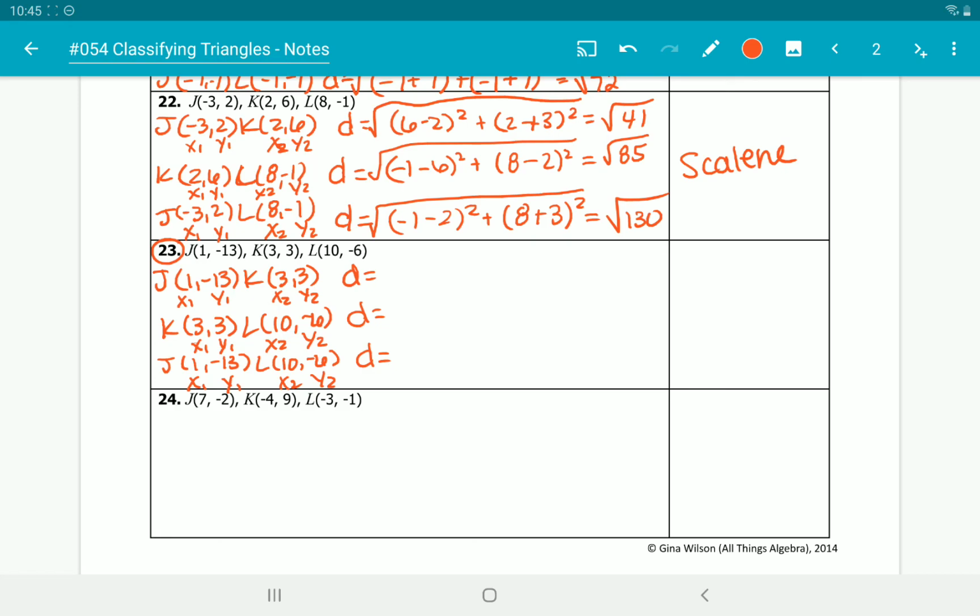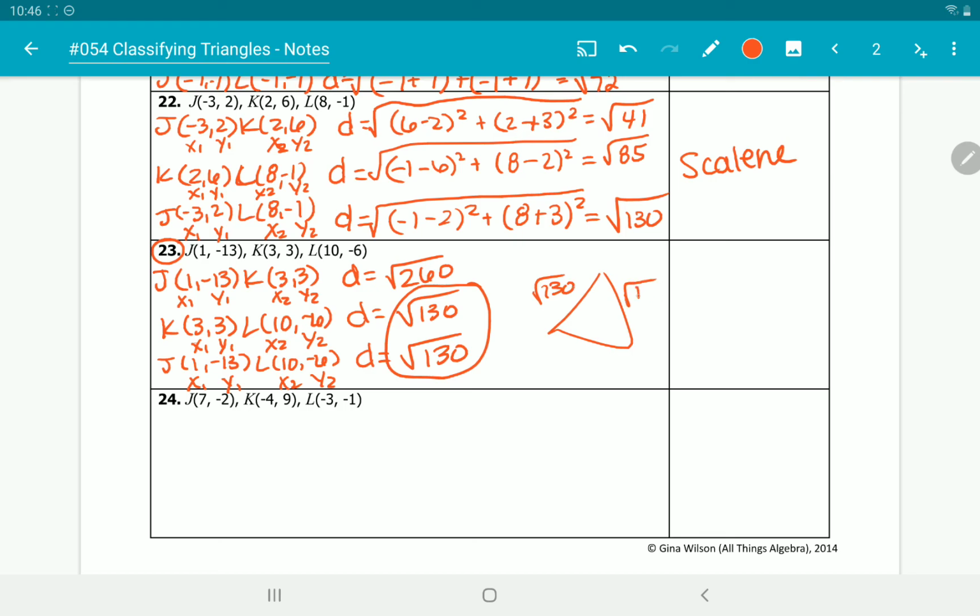Okay, so these are the answers you should have got. You should have got square root of 260, square root of 130, and square root of 130. You can see that these two are the same, since it looks like this, probably something like this, maybe twisted around a little bit. These are the lengths. You see that two of them are the same, so it's an isosceles triangle.